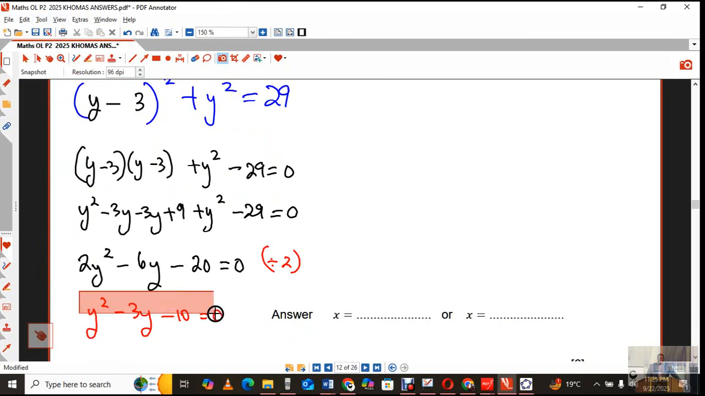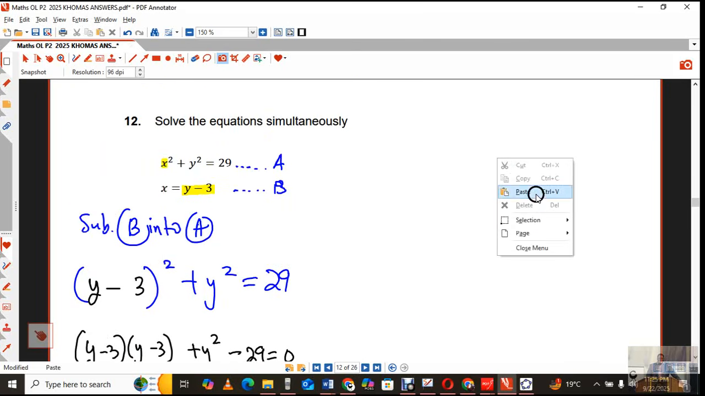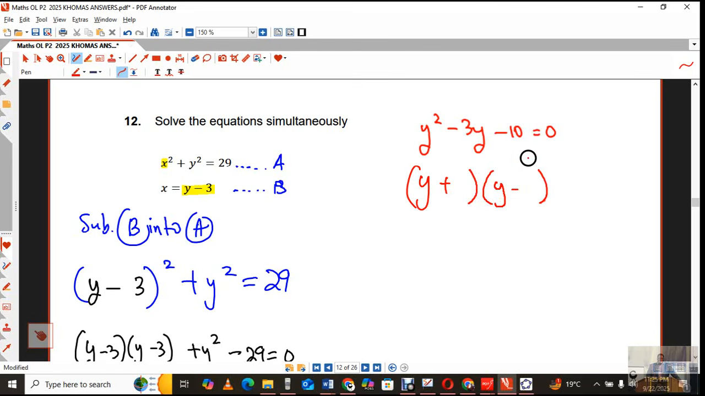Take a snapshot of that so that I can work all the way over here. Okay, all the way over here. Right. So this should factorize. Let's see. If you are quite familiar with factorization, then you should know that one bracket is positive, the other bracket is negative because of that negative 10 there. Okay, and yeah, 5 and 2, 5 will be your negative number and 2 will be your positive number.